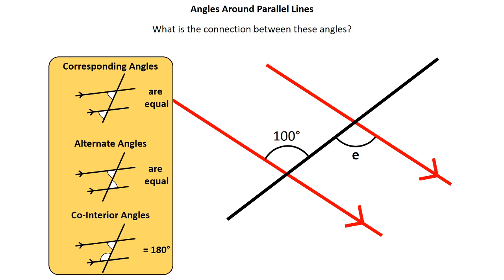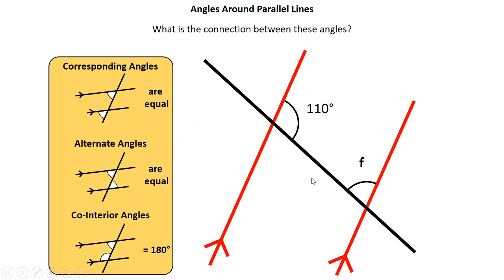Which one is this? 5, 4, 3, 2, 1. These are alternate angles, so you have a Z shape there, so E would also be 100 degrees. Okay, again, which one of these? 5, 4, 3, 2, 1. These would be co-interior, make the C shape. So F would be 70, because that's what we had to add to 110 to make it up to 180.